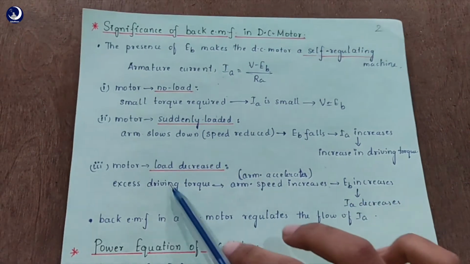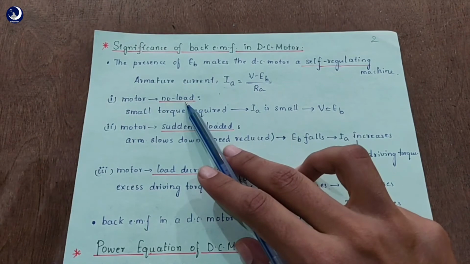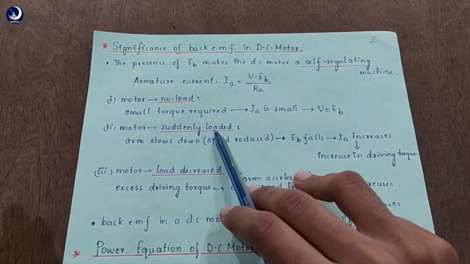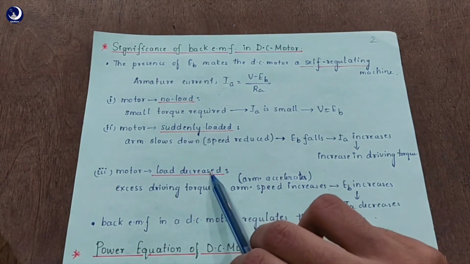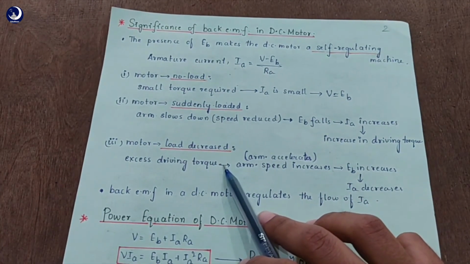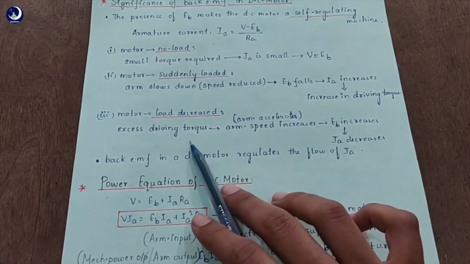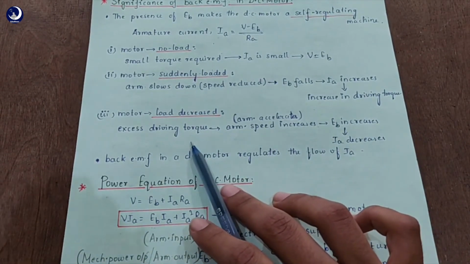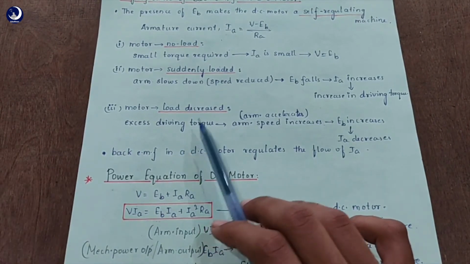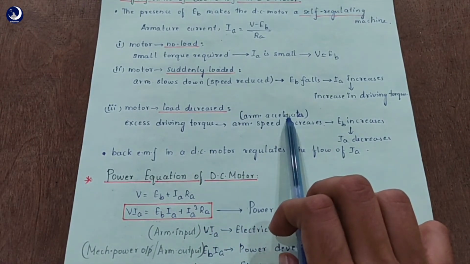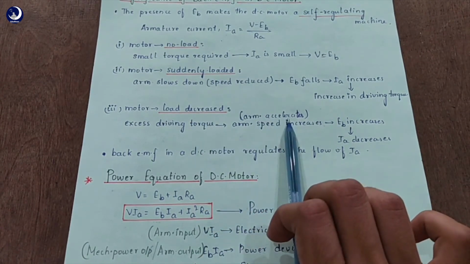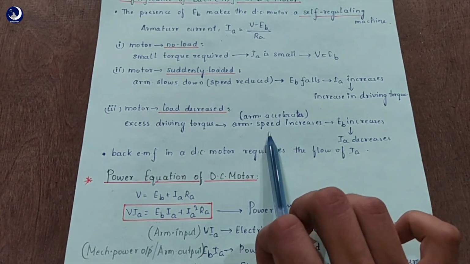Okay. Now the third one. First, initially the motor is at no load, then it is suddenly loaded. Now when the load is decreased, okay? If the load on the motor is decreased, the driving torque at that moment feels in excess, right? So that means the armature is accelerated. That means armature speed increases.